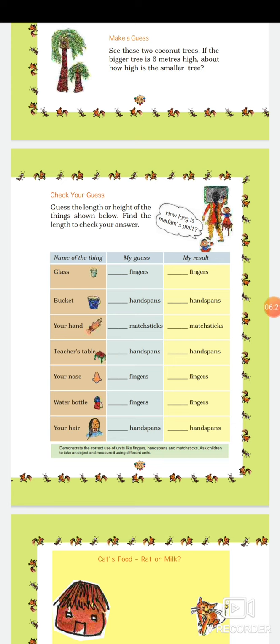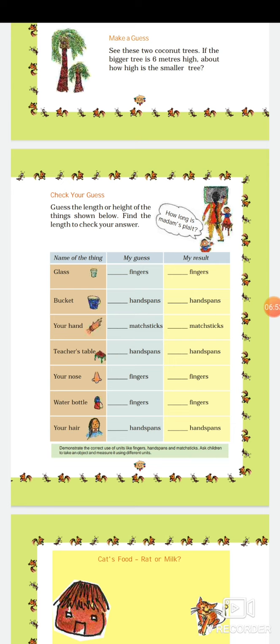Then you take one table. Suppose here it is given teacher's table, so you can write teacher's table also. But in your home you will find some tables, so you take one table's measurement with handspan, then you write it, and your result, what is your actual result, that you can write. Then your nose, very interesting. So you can guess what is the measurement of your nose by using finger. You can guess and write.